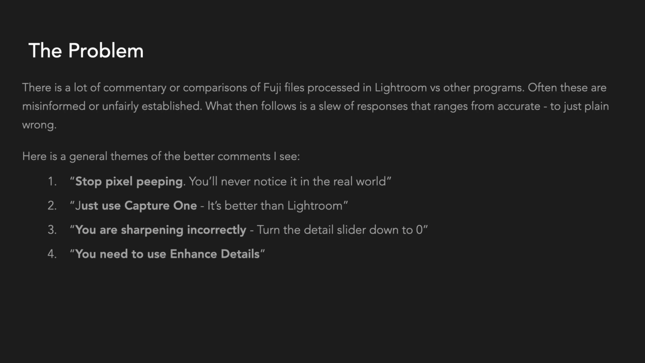So if we go and take a look at the general themes of the commentary that I have seen, it's the following four. Stop pixel peeping, you'll never notice it in the real world. Just use Capture One, it's better than Lightroom. You're sharpening incorrectly, turn the detail slider down to 0. Or you need to use enhanced details. Now, all of these are potentially accurate, but I feel like we could unpack these a little bit further to just take some components of those and identify where that advice stems from, and if it is actually accurate in this particular case.